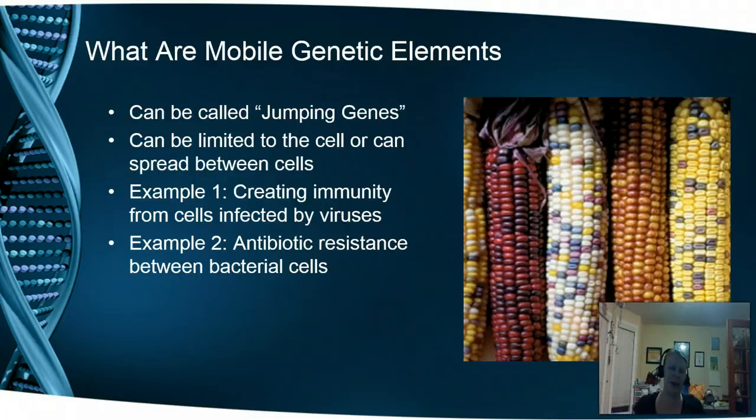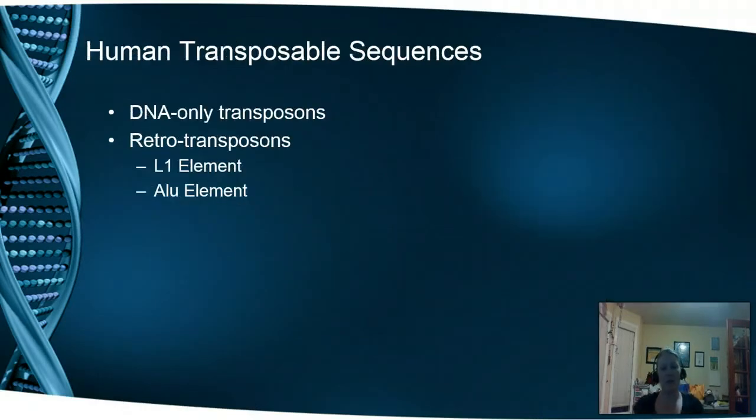Now, it's not just bad. There are some good examples where this can create immunity. This is also how antibiotic resistance occurs between bacterial cells. So we're going to look at the human transposable sequences, the DNA-only ones, and then we're going to look at some retrotransposons as well. We're going to look at both of these options in the next couple of slides.